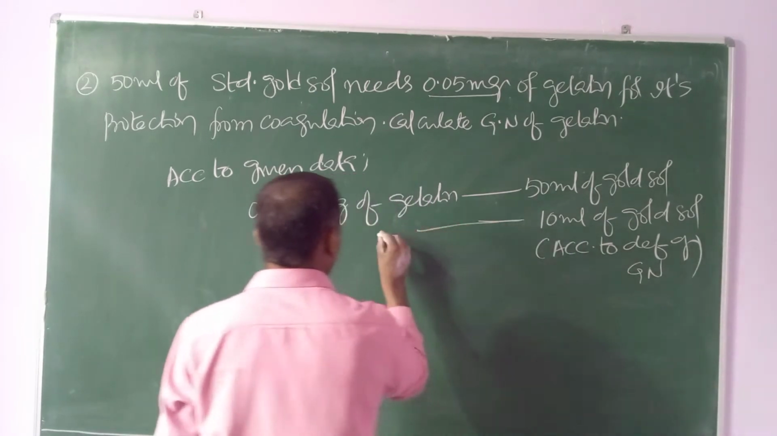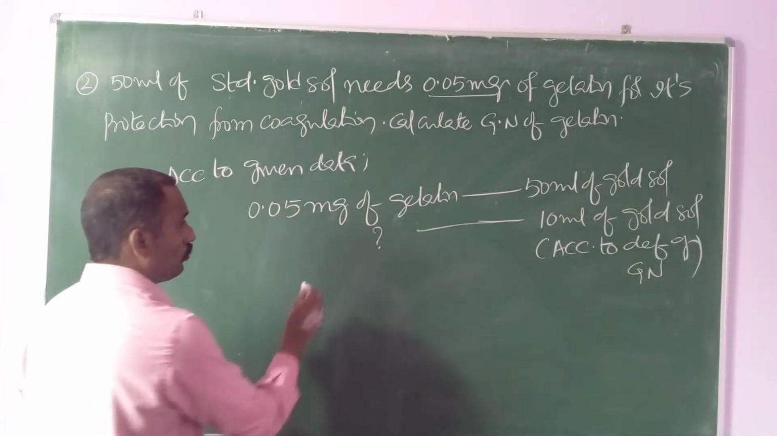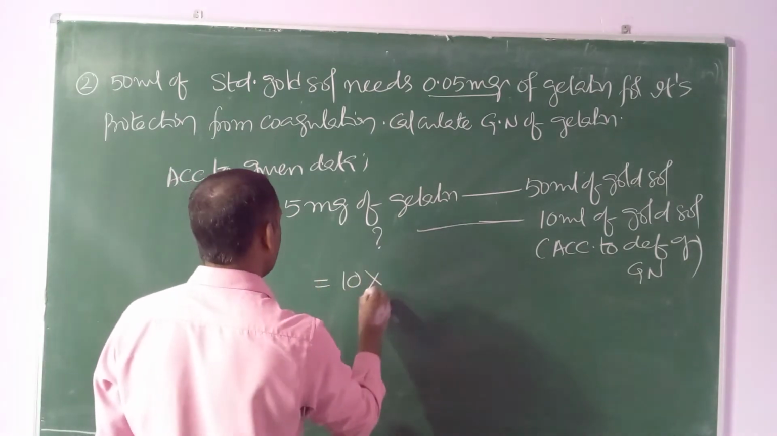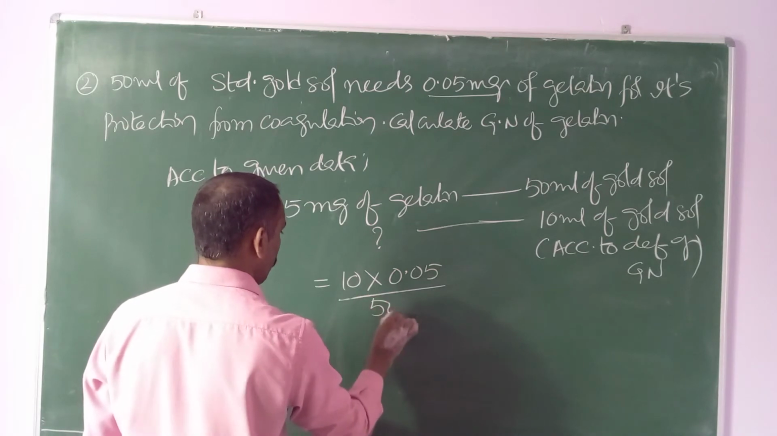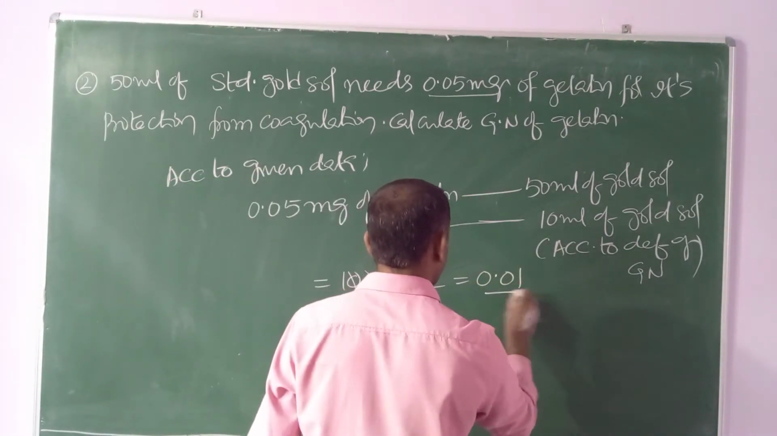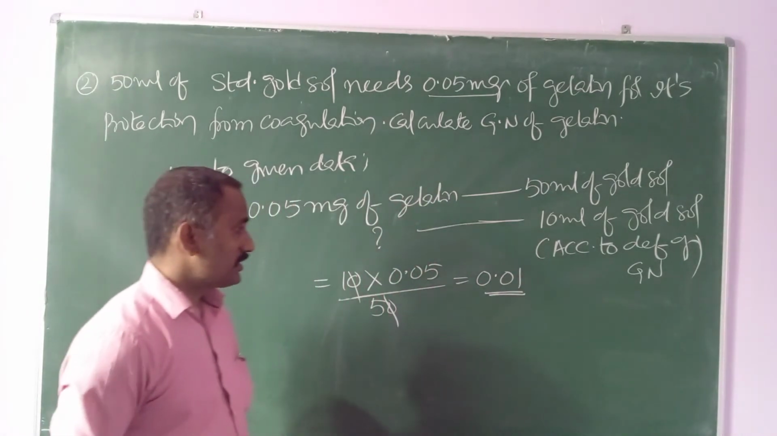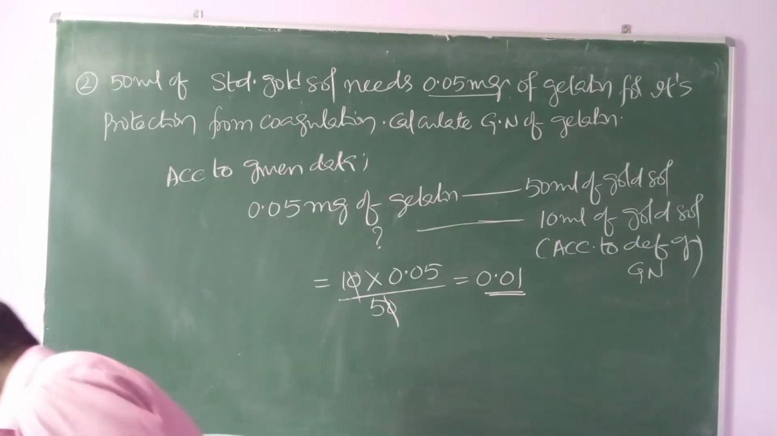For this 10 ml of gold sol, how many milligrams of gelatin is there? That is nothing but the gold number. Therefore, 10 into 0.05 by 50. The 0 gets cancelled. 0.01. Therefore, in this case, the gold number is 0.01. So this is the second sum.